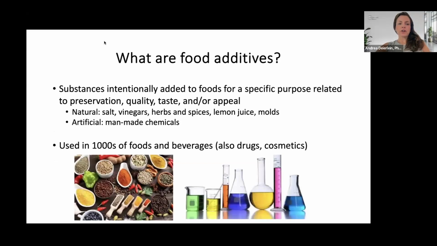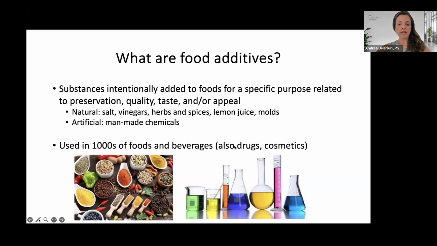So, food additives are defined as substances that are intentionally added to foods for a specific purpose. And usually, this is related to preservation, quality, taste, and texture or appeal. And these substances can be natural, so thinking about things like salt, vinegars, herbs and spices, lemon juice, or molds that are added to cheeses, as well as artificial substances, so thinking about man-made chemicals. And there are thousands of these substances that are used in our foods and beverages.